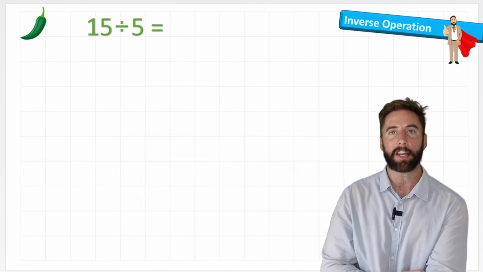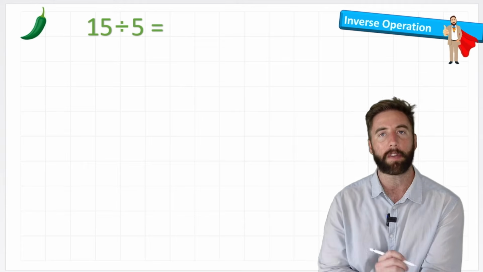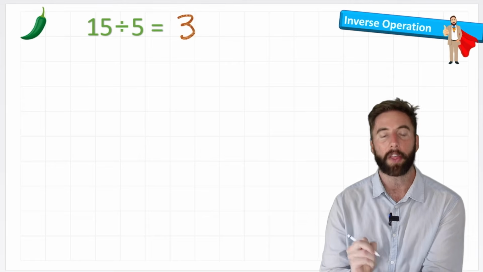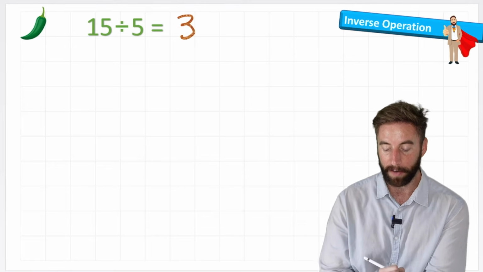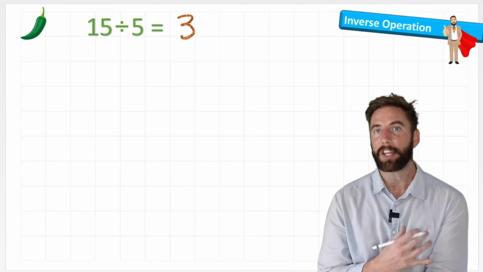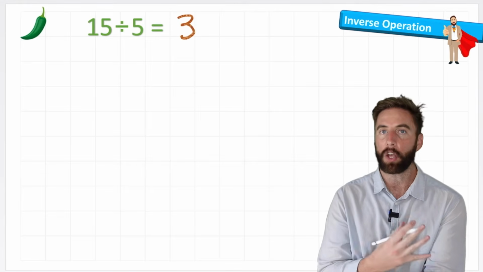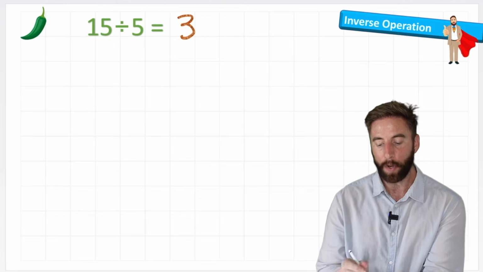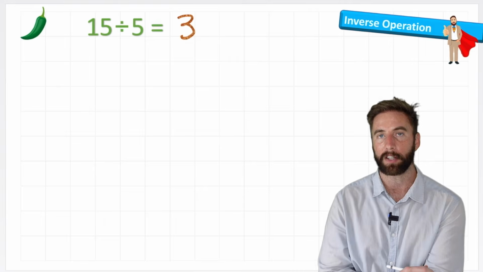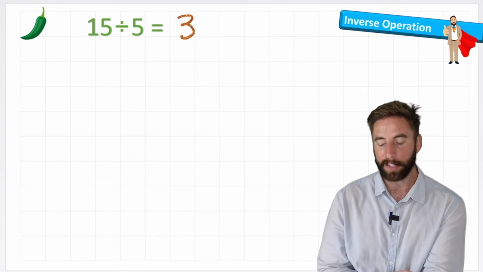So we have 15 divided by 5. So we know that if we have 15 divided by 5, we're going to get an answer of 3. There are 3 5s in 15. So what does inverse mean? Inverse essentially means the opposite. So division is the opposite of multiplication. So we can use these same numbers to create another number sentence, which is multiplication. So let's see how we can do that.